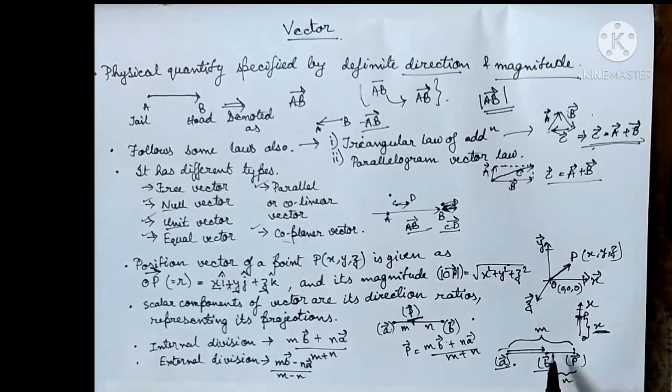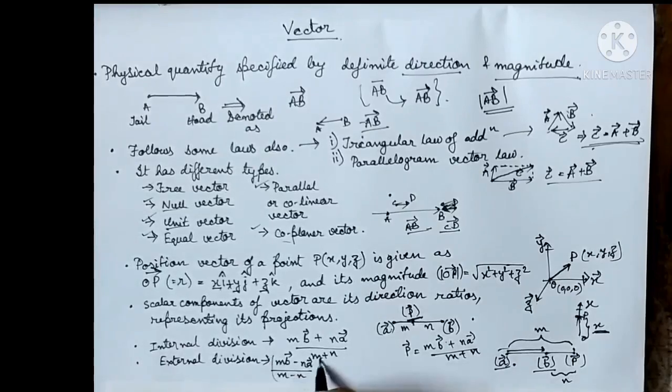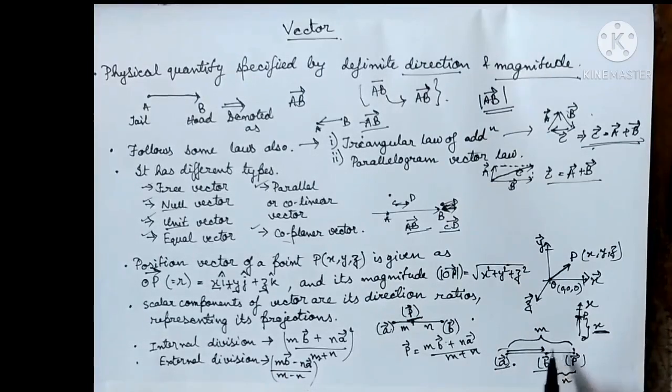Now we multiply M into B here and N into A. Similarly, we divide this term by M minus N. So we get this one for external division and this one for internal division. This must be known, which part we take as M and N, otherwise it can be a bit confusing. I think you got it. So copy this down and we will go to the next page.